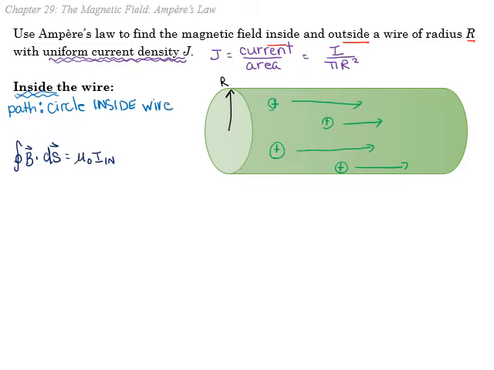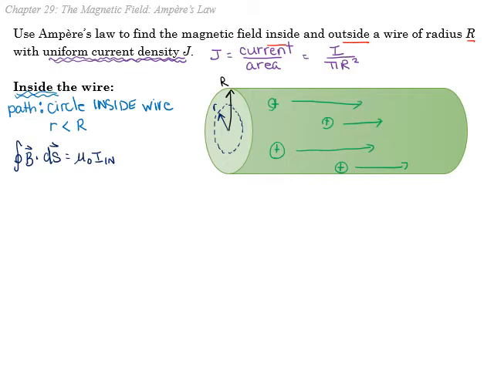So if our path is a circle inside the wire, it means that the radius of our path is less than the radius of the wire. Let's draw that on our picture. It's hard to get a perfect circle, but I'll try and get it close. So there's my radius, little r, and there's my path.